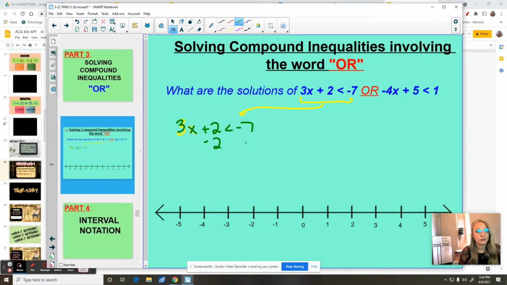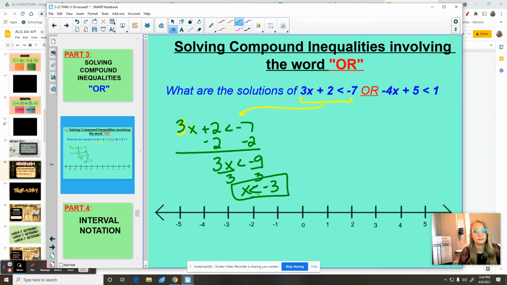Okay, so we just go through our standard solving process here. And then divide by 3, and we get that x is less than -3. So that's our first solution here. Remember, it's going to be joined by the word or, and we'll do that at the end. For our second one, all we have to do is just solve it again.